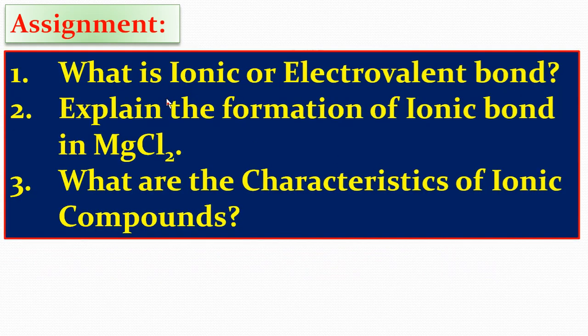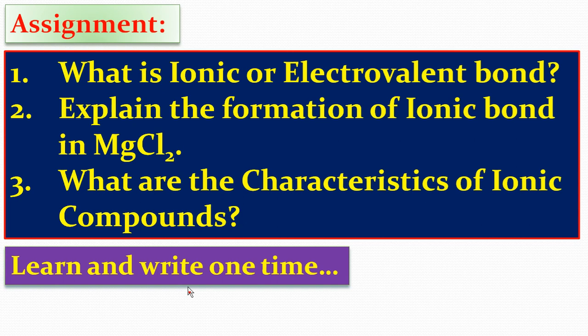Now come to the assignment. First, what is an ionic or electrovalent bond? Second, explain the formation of ionic bond in MgCl2. Third, what are the characteristics of ionic compounds? These three questions you have to learn and write one time.